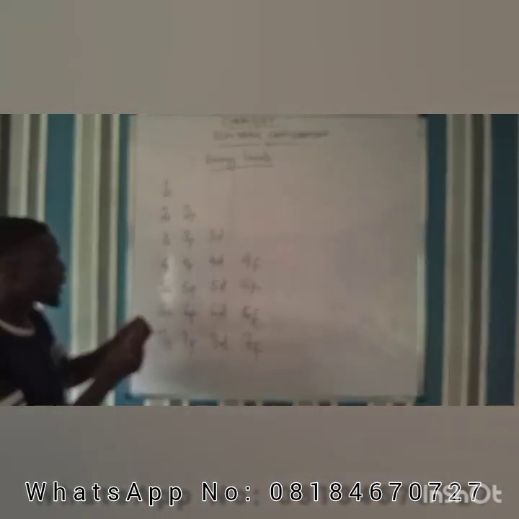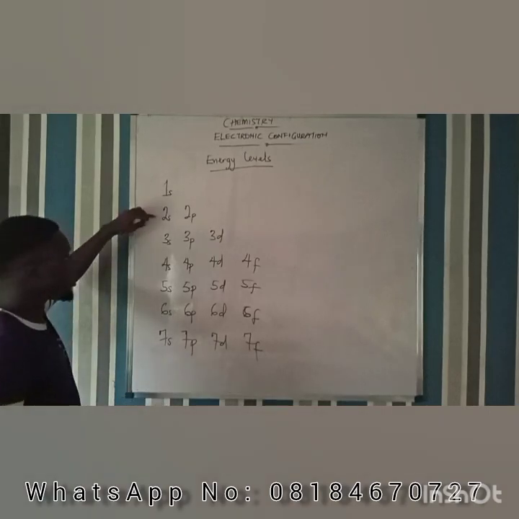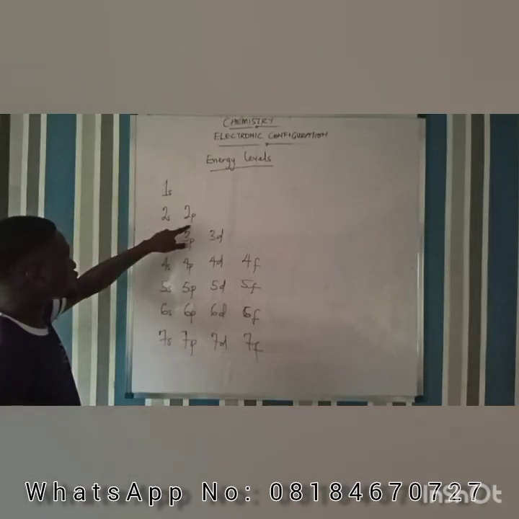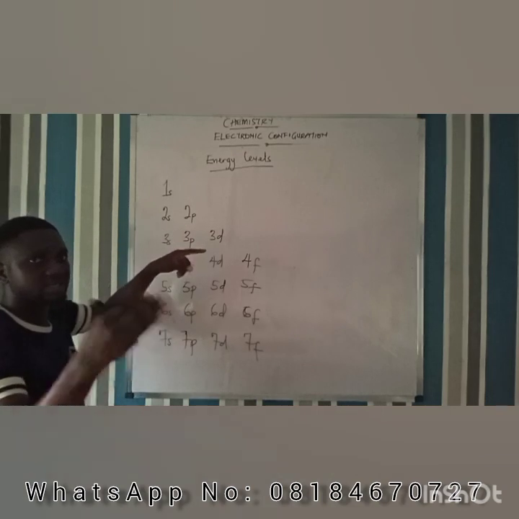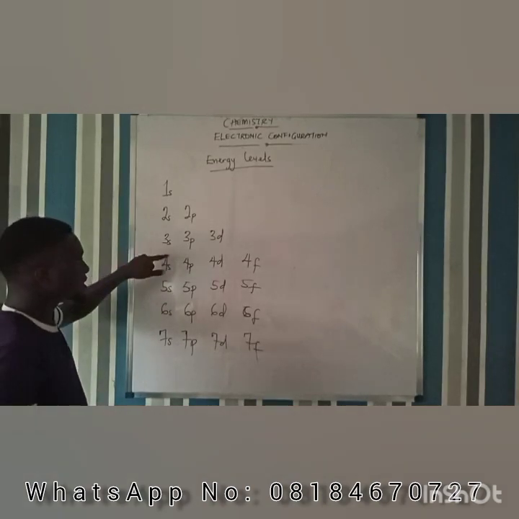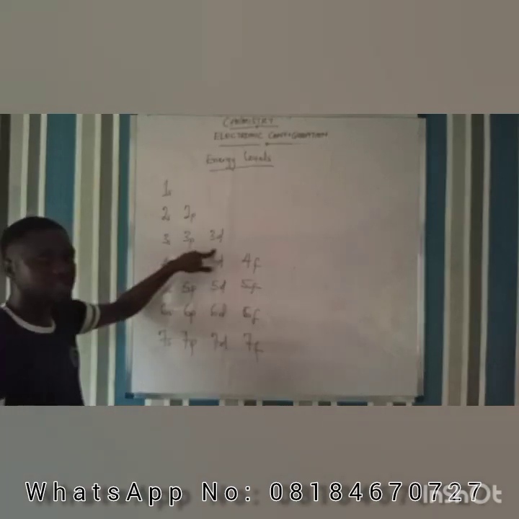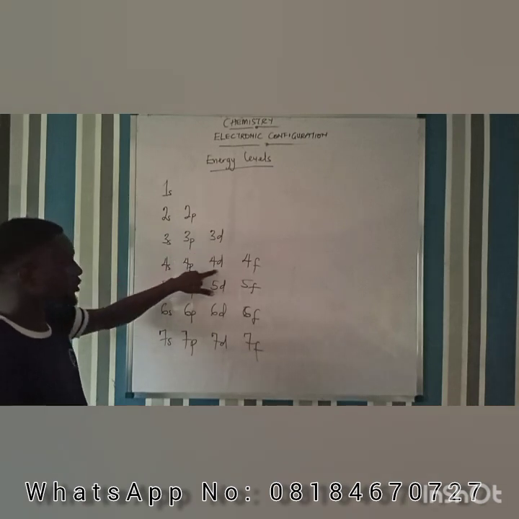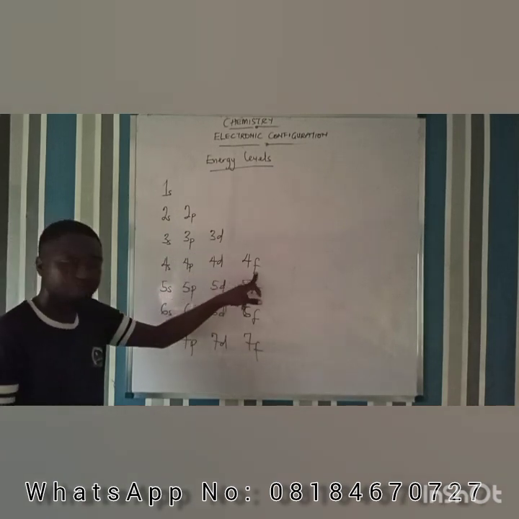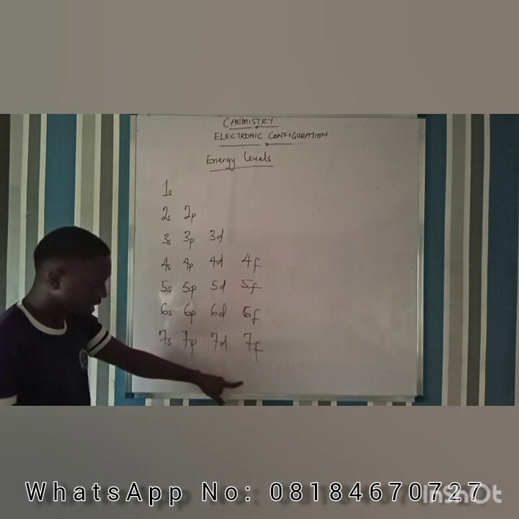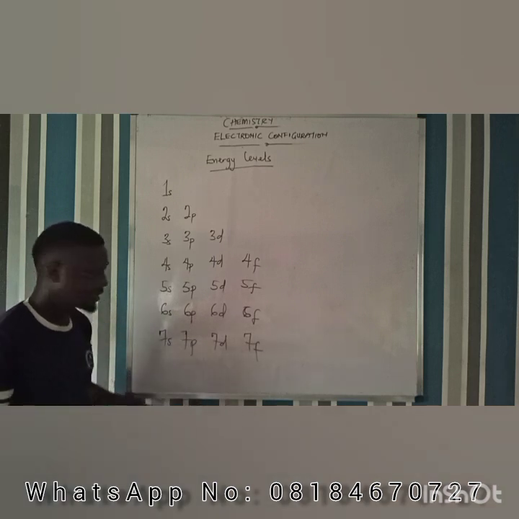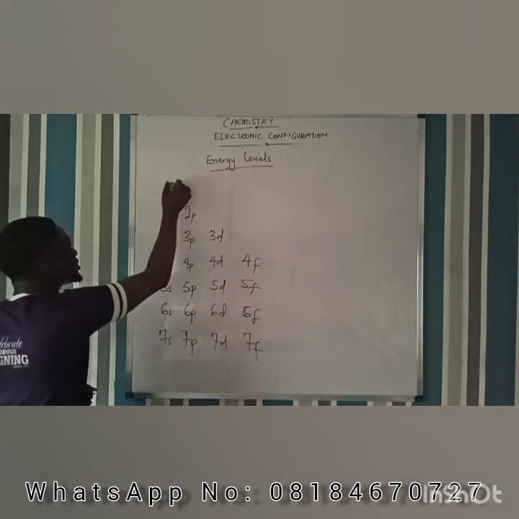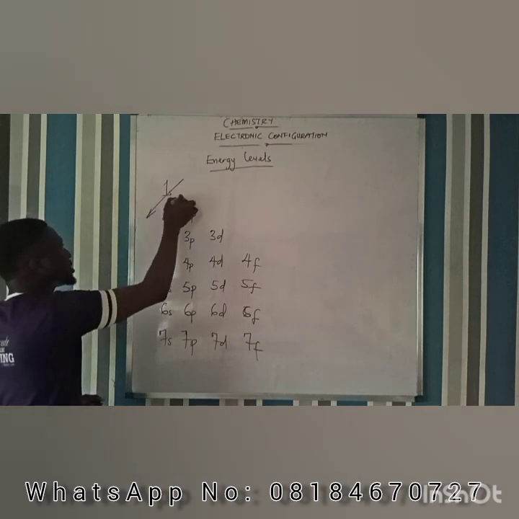The first one we have 1s, the next one we have 2s, followed by the 2p, that is s, p, d, f. We use s and p. Then we have 3s, 3p, and 3d. Now our 4s, 4p, 4d, 4f. You see that we stop at f. Consider that everything will be stopping at f, the more you have it. So from there, it moves this way.